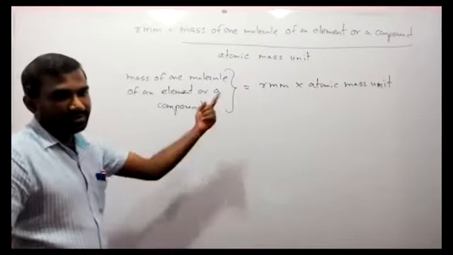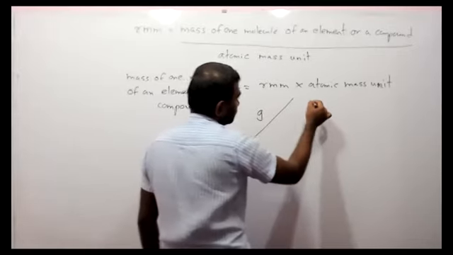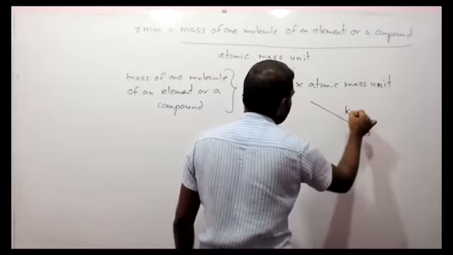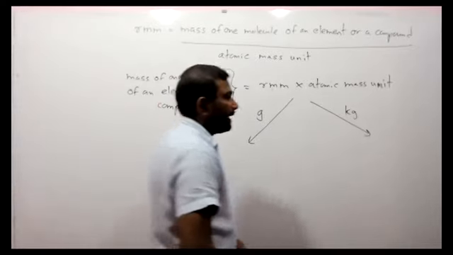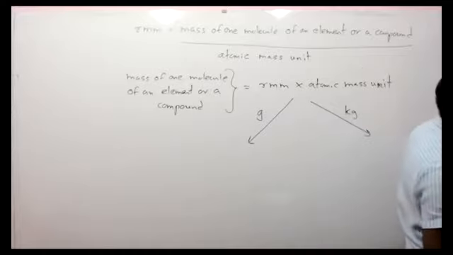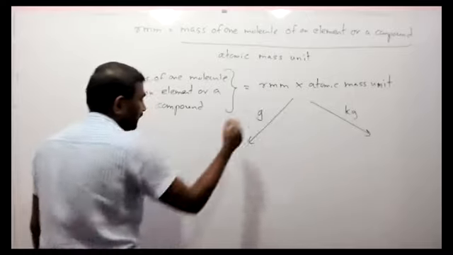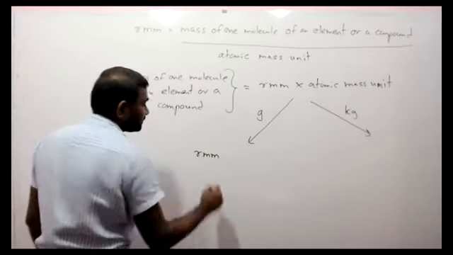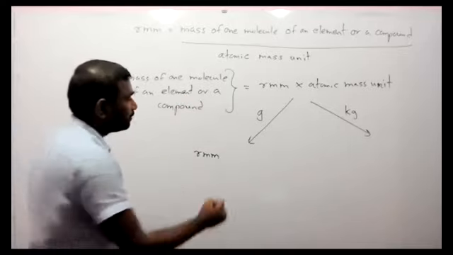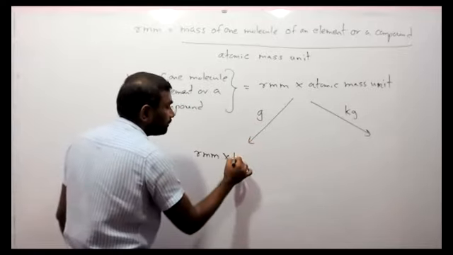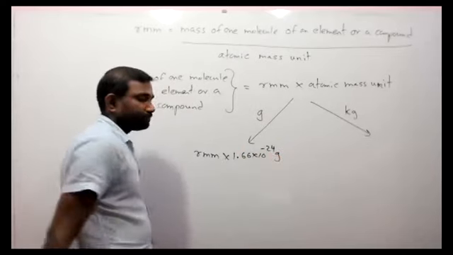Very simple, right? If you need, the mass of the molecule can be calculated in grams, or in kilograms. For the gram value, what will happen, children? The relative molecular mass of that element or compound should be multiplied by the gram value of AMU, which is 1.66 into 10 to the power minus 24 grams.